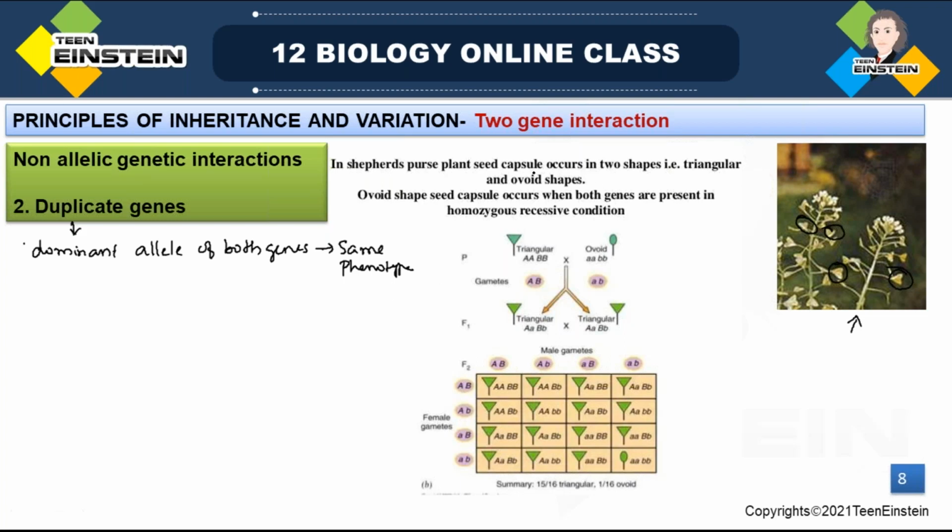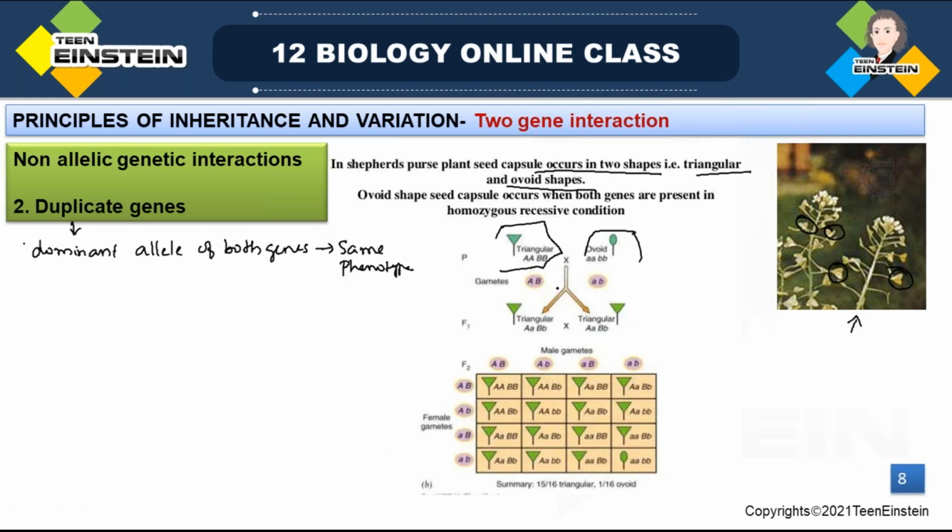We have already given here that the capsule occurs in two shapes. One is triangular shape and another one is ovoid shape. Both shapes are present. So when a plant with a triangular shape capsule is crossed with another which has an ovoid shape capsule, this one is the ovoid shape.